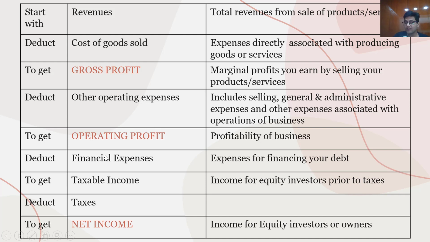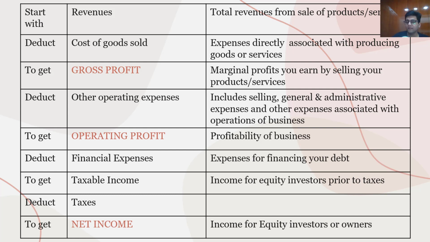If your business has no debt, then this operating profit will finally be your taxable income, right? But let's assume that you have taken some debt. Then from the operating profit, or the profitability of the business, you will deduct the expenses for financing your debt, that is, the interest on your loans. By paying your debt holders, you finally get taxable income. This is the income on which the government is going to deduct taxes. There are two things in life, debt and taxes. So you have to pay taxes on your income.